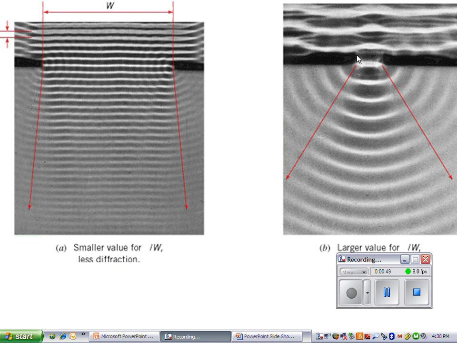Here you have a single slit that causes much more diffraction. It's squeezed in, and you'll notice right in this area there's a central maximum. This squeezing in of the wave causes the wave to diffract out wider. So as the width of your slit decreases, the amount of diffraction gets larger.